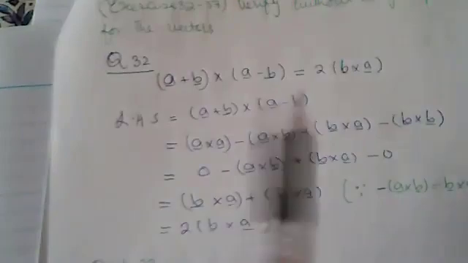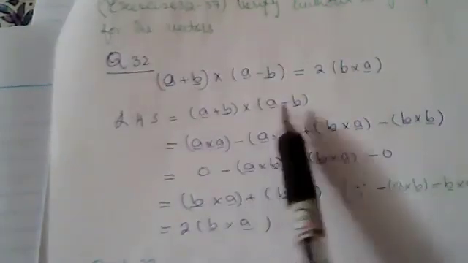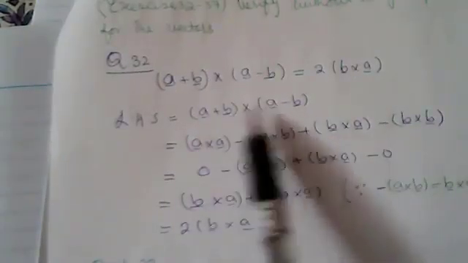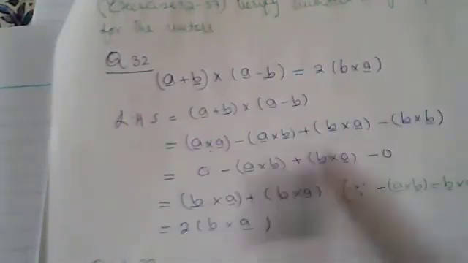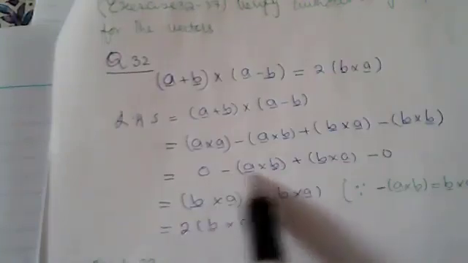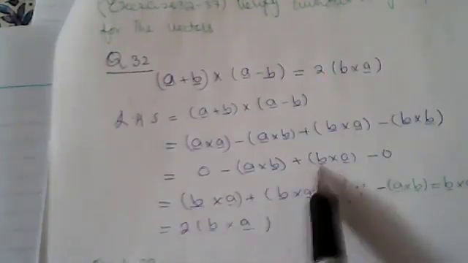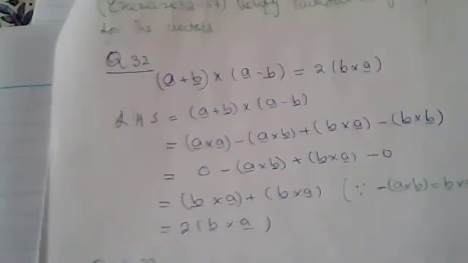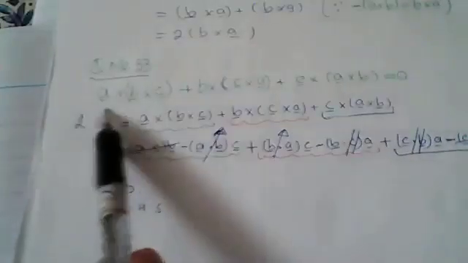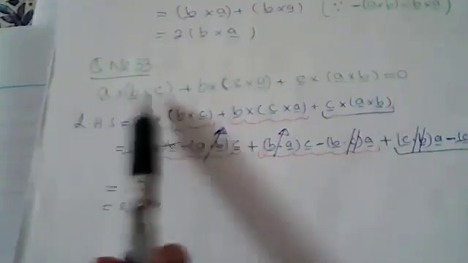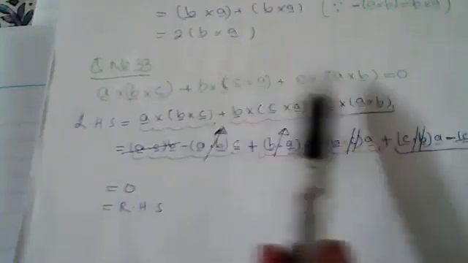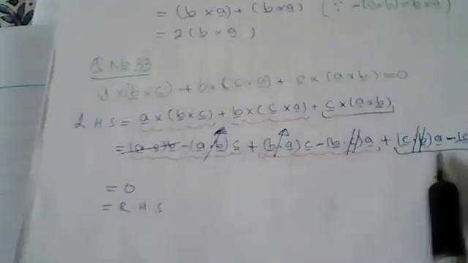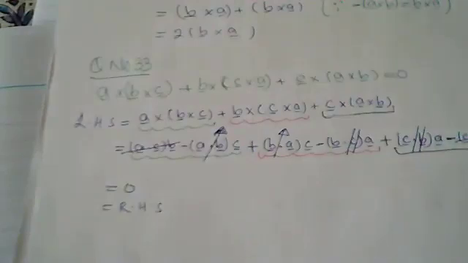Just take the cross product of A vector with A, then A vector with B, B vector with A, B vector with B. B cross B is 0, A cross A is 0. This minus A cross B, we can write as B cross A. So B cross A plus B cross A, we get 2 times B cross A. Similarly, for this one, apply the property of the vector triple product: A dot C into B minus A dot B into C. Similarly on the second, similarly on the third. You will see all the values are cancelled. At the end, you have 0.